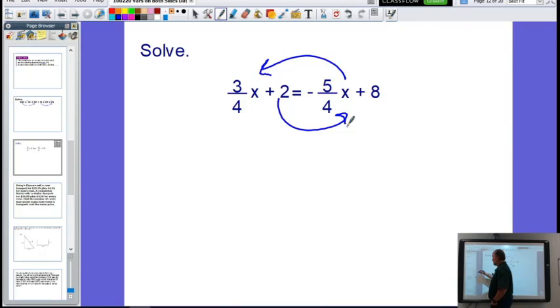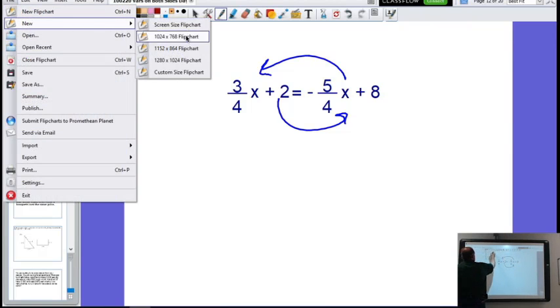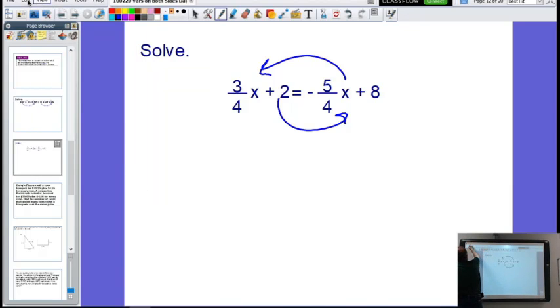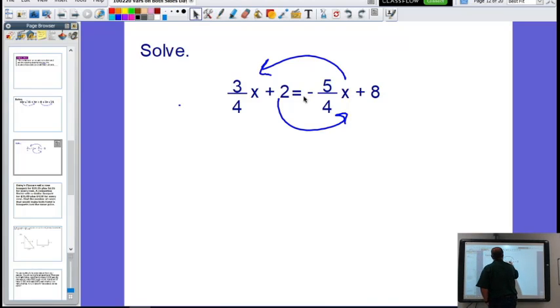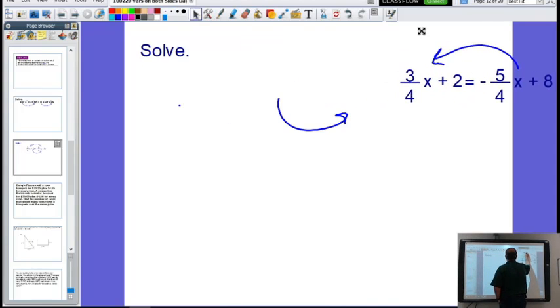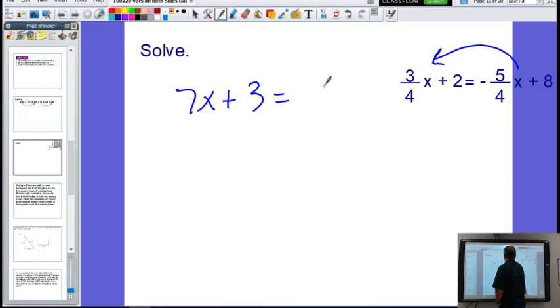Now there is one different type of problem that I do want to kind of look at real fast. Okay, let me add a page real quick. Okay, we'll just do it right here. Okay, so I'm going to move this out of the way. Erase this line right here. Now what if I gave you a problem that looked like this? 7x plus 3 equals 4x. What if I gave you something that looked like that?